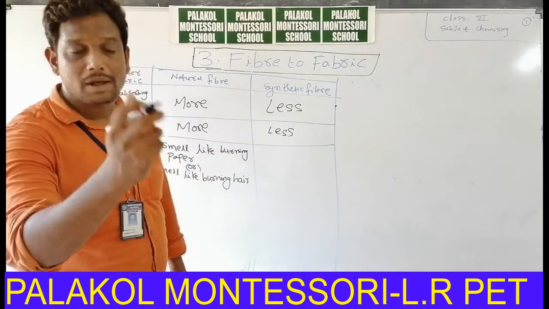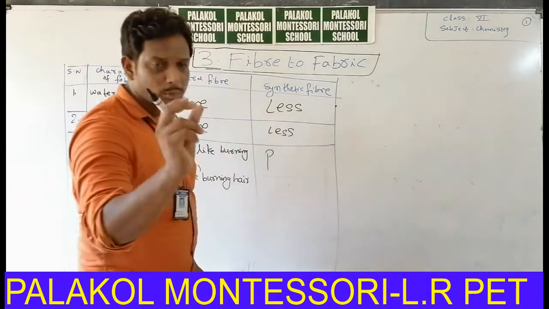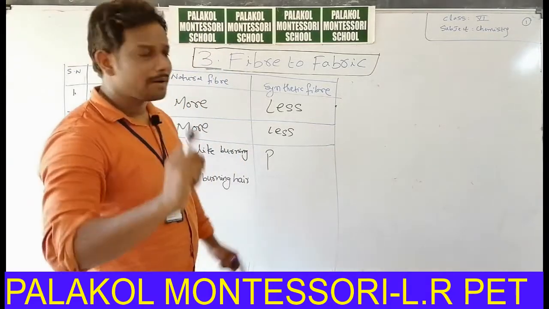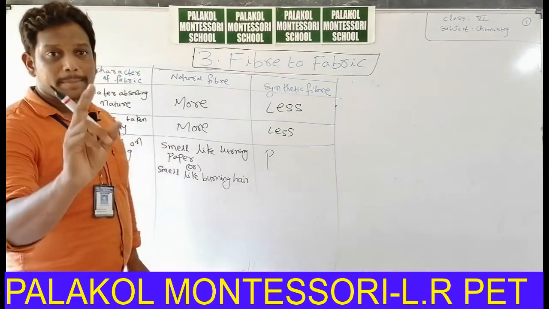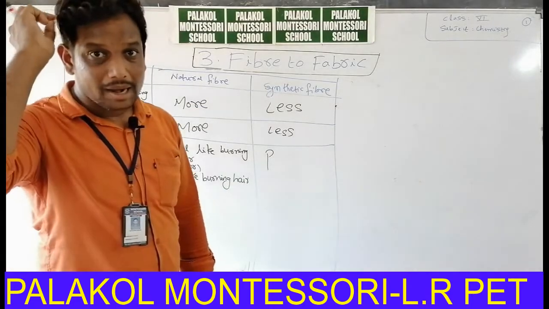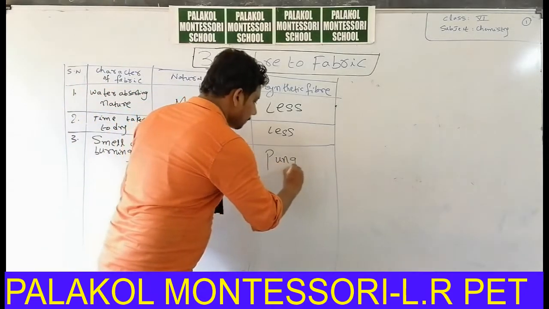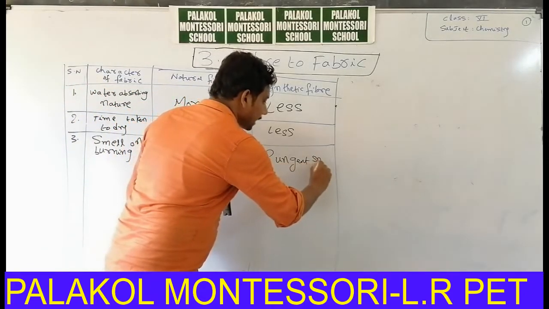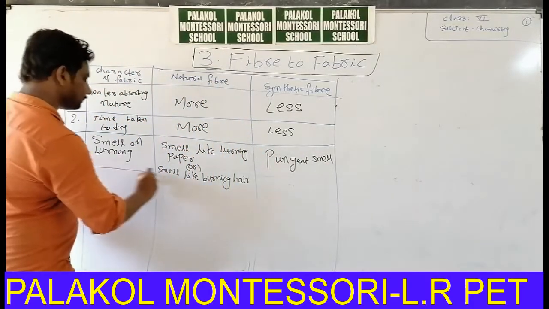In Telugu, ghataina vasana, pungent smell. That means a fiber which gives pungent smell on burning, that fiber we will call a synthetic fiber. A fiber that gives burning paper smell or burning hair smell, that fiber is a natural fiber. Okay, this is about smell on burning.